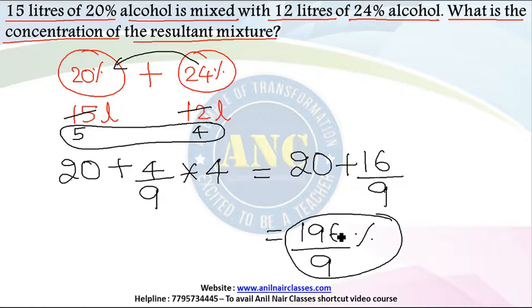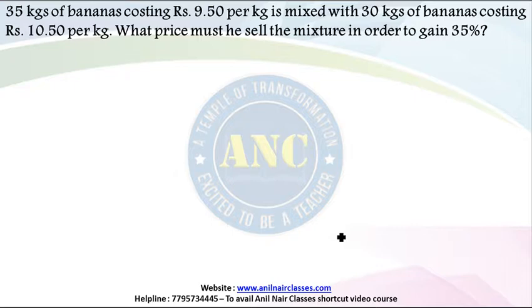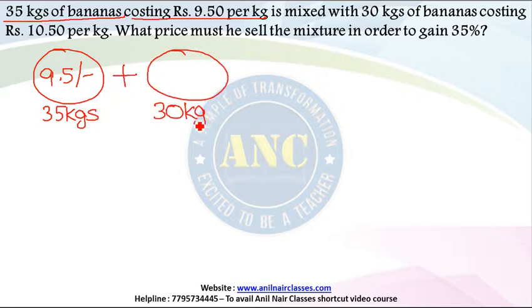Very, very easy once you understand the concept of method 2 that I discussed in my previous question. Now tell me the answer for this, sir. You will solve it very fast if you have understood the previous question. Your question is: 35 kgs of bananas costing 9.5 rupees per kg is mixed with 30 kgs of bananas costing 10.5 rupees per kg. This is what they have given.